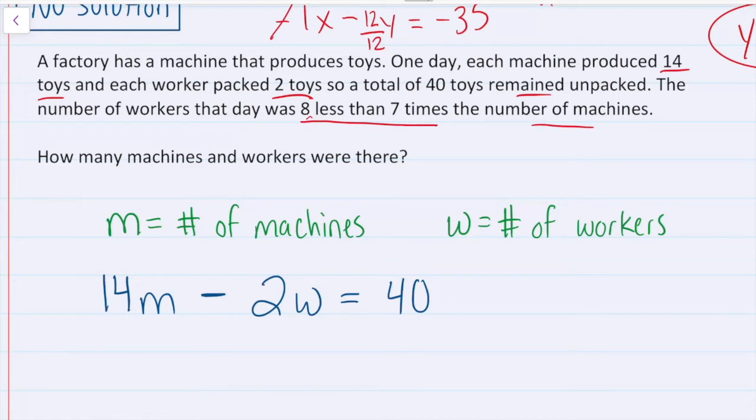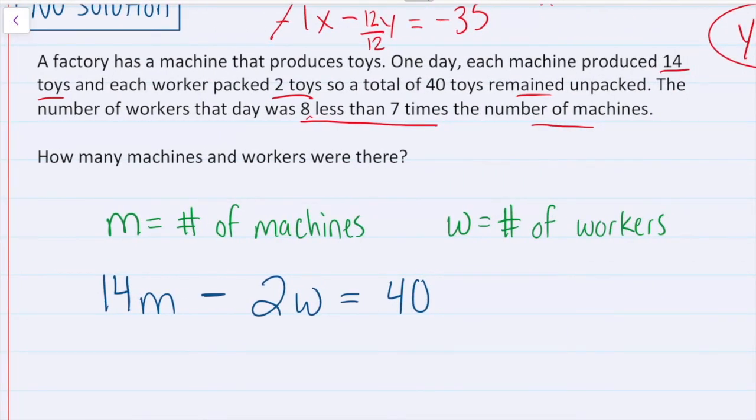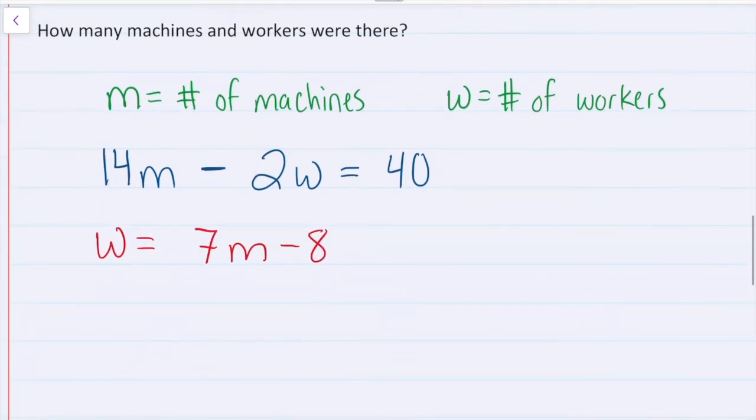Now, the second part of this problem talks about this. The number of workers, so we could call it the W, is equal to 8 less than 7 times the number of machines. Well, we don't know the number of machines, but we know there's 7 times that amount of workers. And don't forget, it was also 8 less than, so minus 8. All right, guys, we're ready to go.